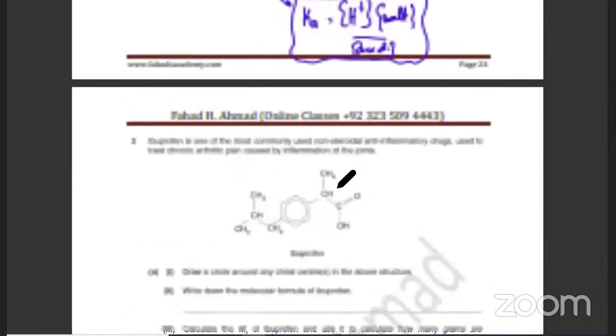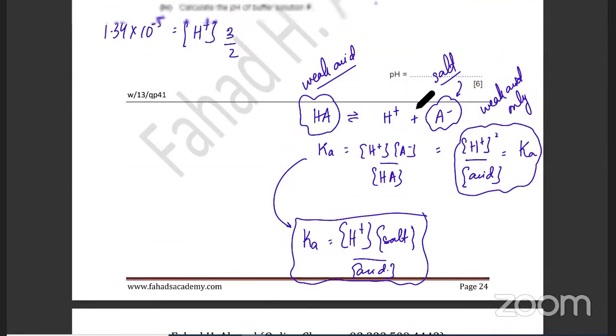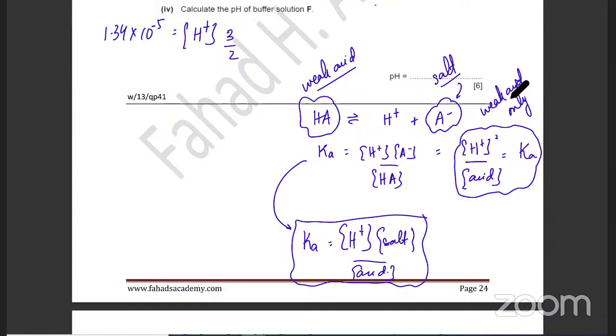Summary is, if you have a weak acid only, meaning there is no buffer, there's just a weak acid. So it's just going to be K is equal to H plus squared divided by acid. You'll just use that formula. It's going to be a simple question, and you'll just put in the values. You'll find the pH or whatever they're looking for.